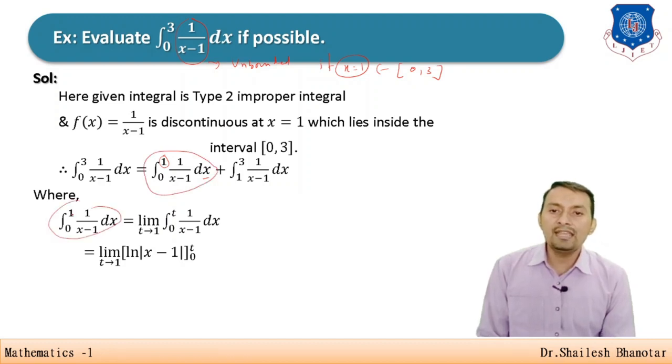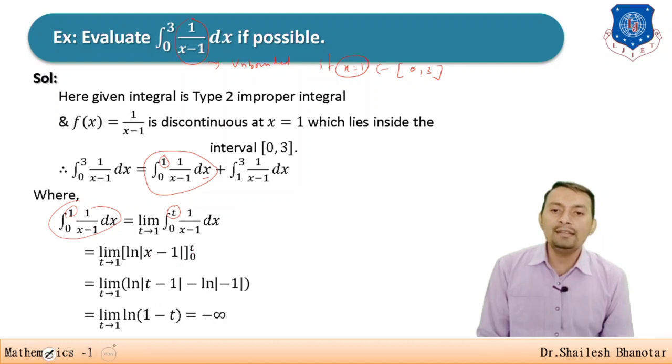At 1 the function is unbounded, so I'm going to assume a new constant t, and then take the limit t tends to 1. When I assume this, its integration is ln of x minus 1 from 0 to t. When we put the upper and lower limits and take the limit t tends to 1, we get minus infinity. So this improper integral is divergent, and divergent plus any finite quantity is again divergent. Ultimately the given improper integral is divergent.